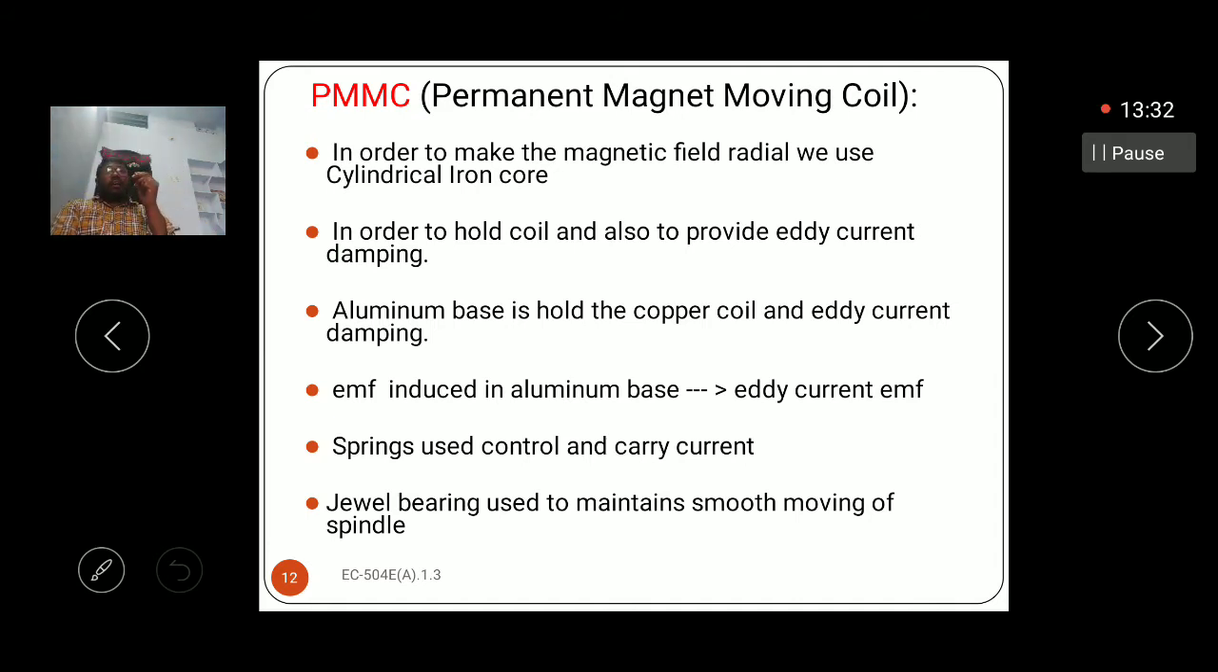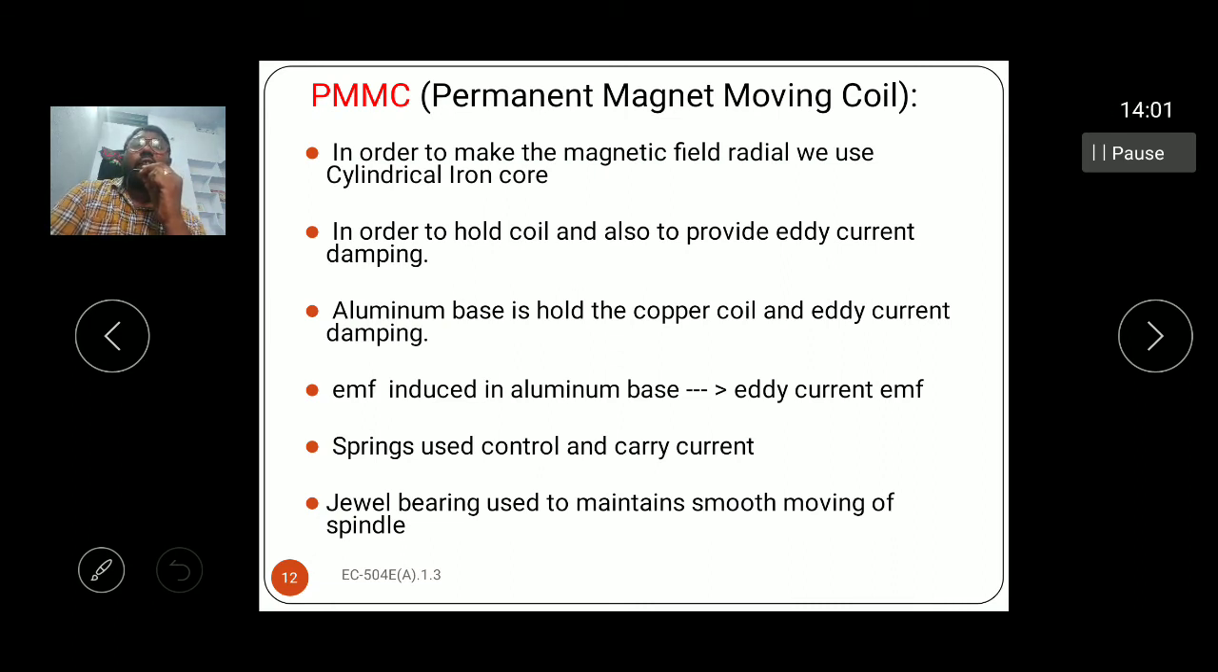And one more: in order to hold the coil and also to provide the eddy current damping, we are using the aluminum base. The coil is held in the aluminum base, and it provides the eddy current damping. We will discuss the eddy current concept. The aluminum base holds the copper coil and also provides eddy current damping.